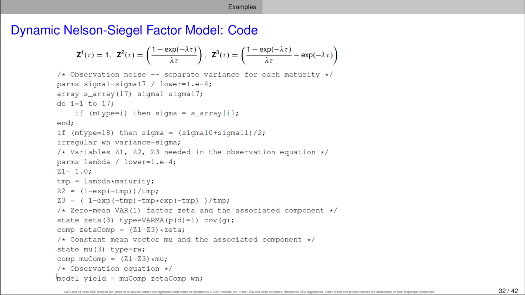So finally, the yield is defined as the sum of the components from the zero mean and mean part of the autoregression, and the white noise. That completes the model specification. This may appear a little complicated, but it shows you can do a number of things with these tools: the data step programming statements, the PARM statement, and so on.